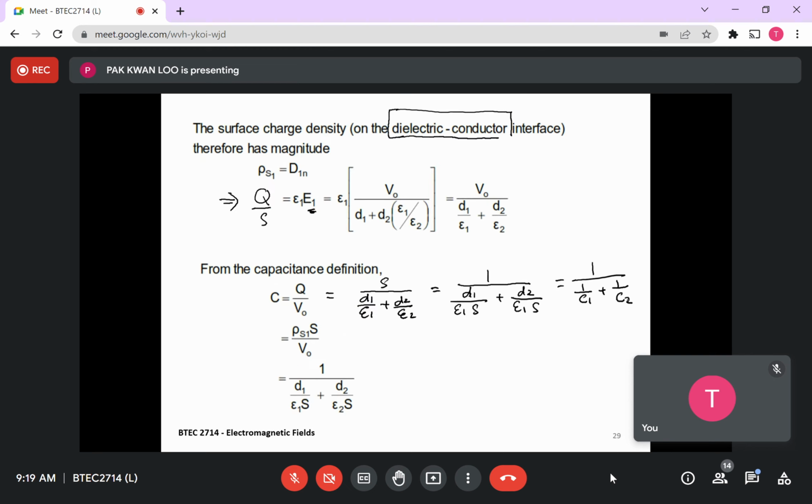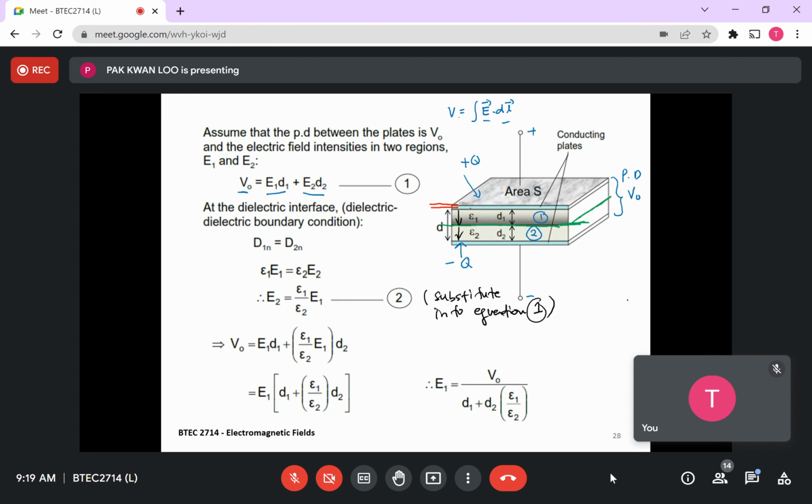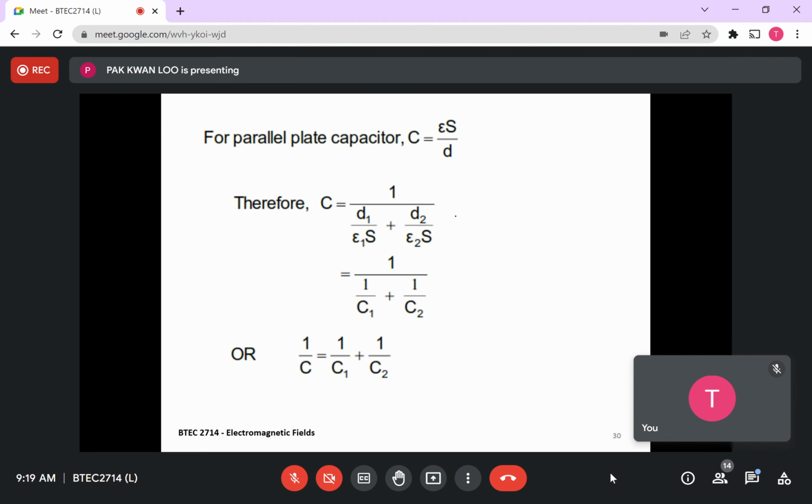So this analysis brings us to the conclusion that if we sandwich the two plates with different dielectric materials, it is equivalent to two different capacitances that are connected in series.